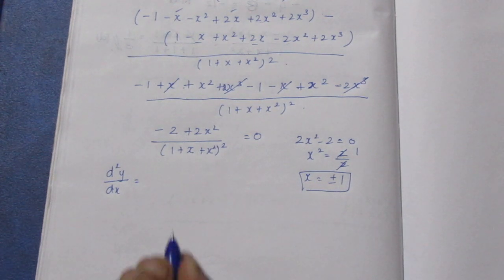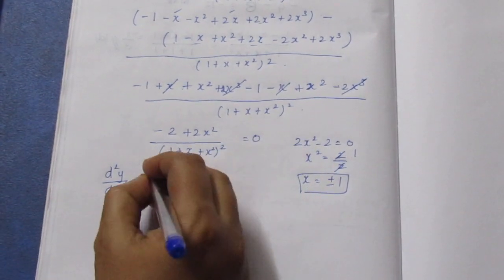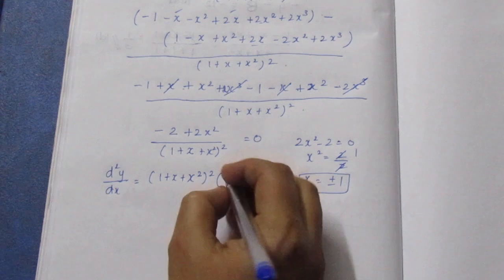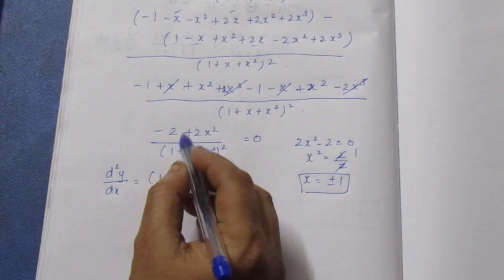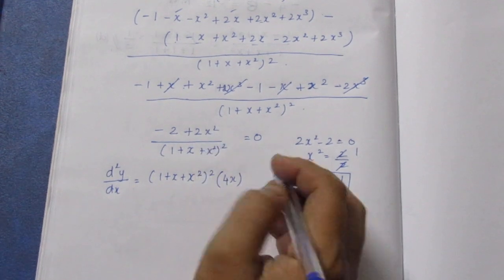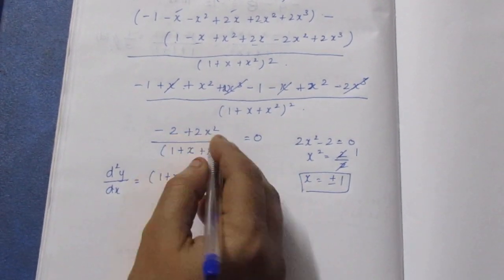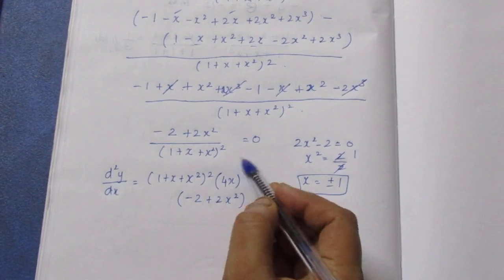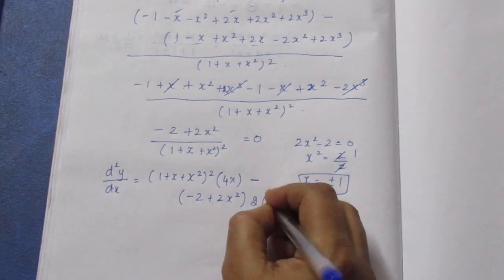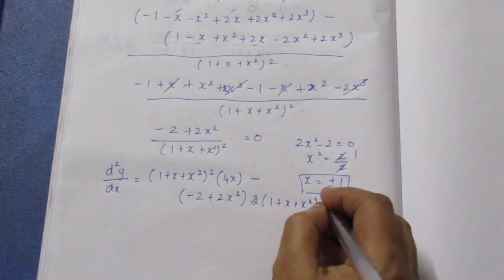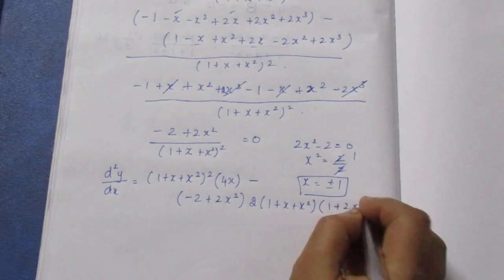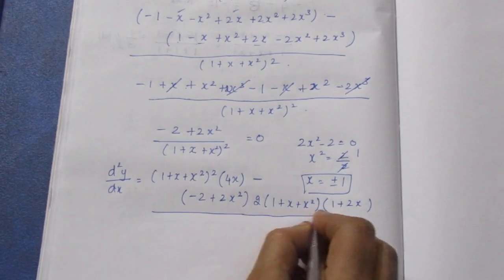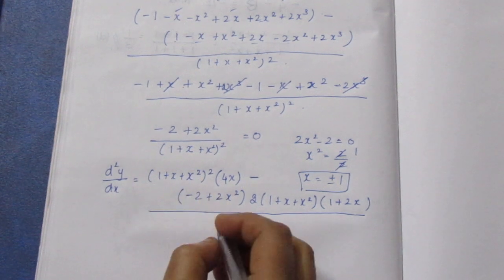Keep the denominator as it is, in u by v form. Differentiate the numerator. The numerator becomes 4x because minus 2 is a constant term. Minus, keeping the numerator as it is, we differentiate the denominator. That is in power form, so we need to do it again, into inner function differentiation. The derivative is 1 plus 2x, by the denominator square.